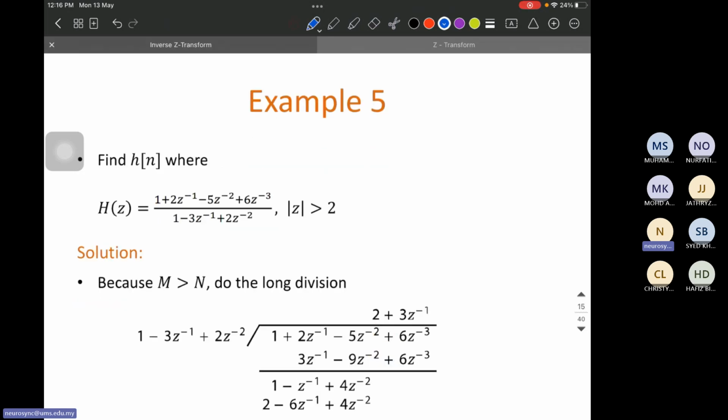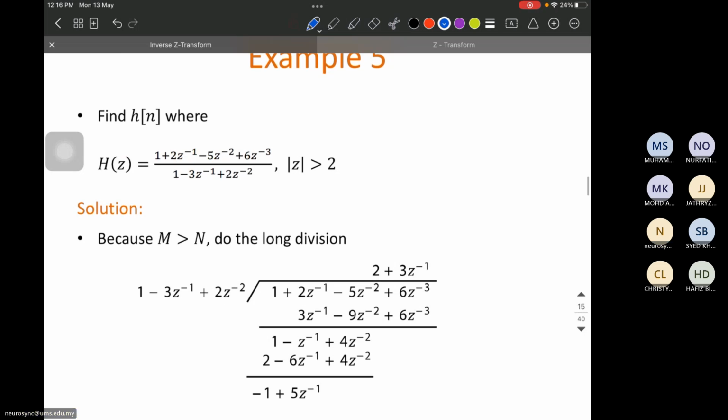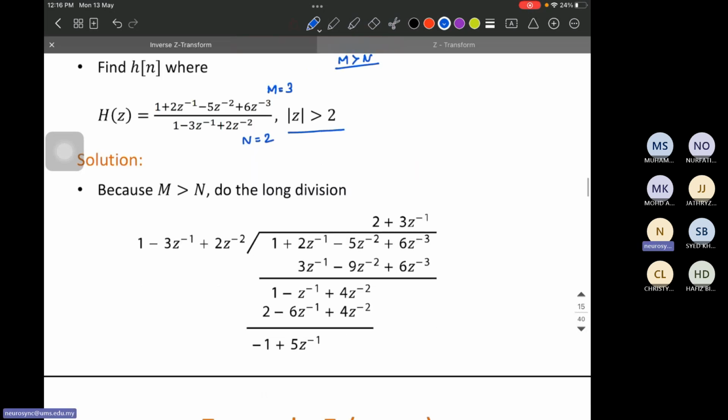For example, suppose I have H of z like this. Now here the number of zeros is equal to 3, number of poles is equal to 2. So this is the case where m is greater than n. And the ROC is given where modulus of z is greater than 2. Now, how to do the long division?